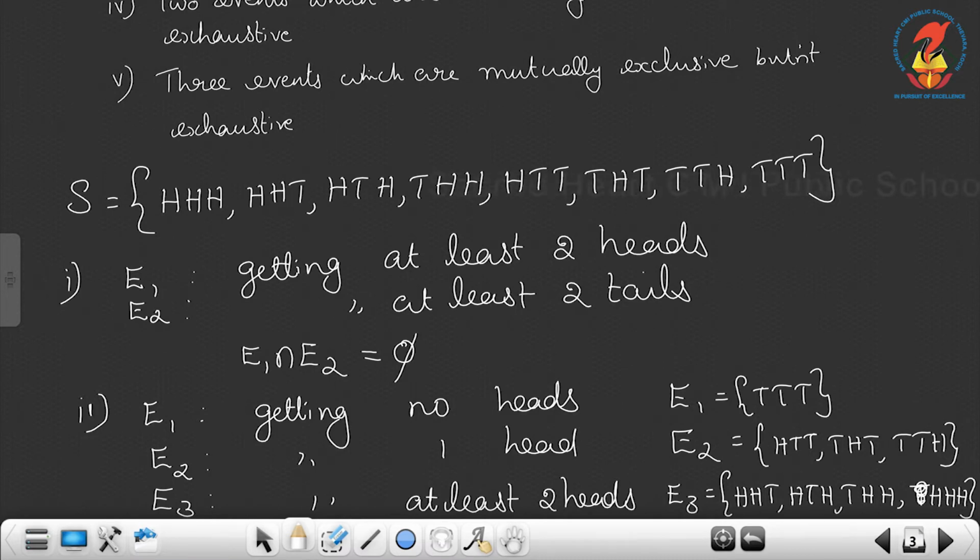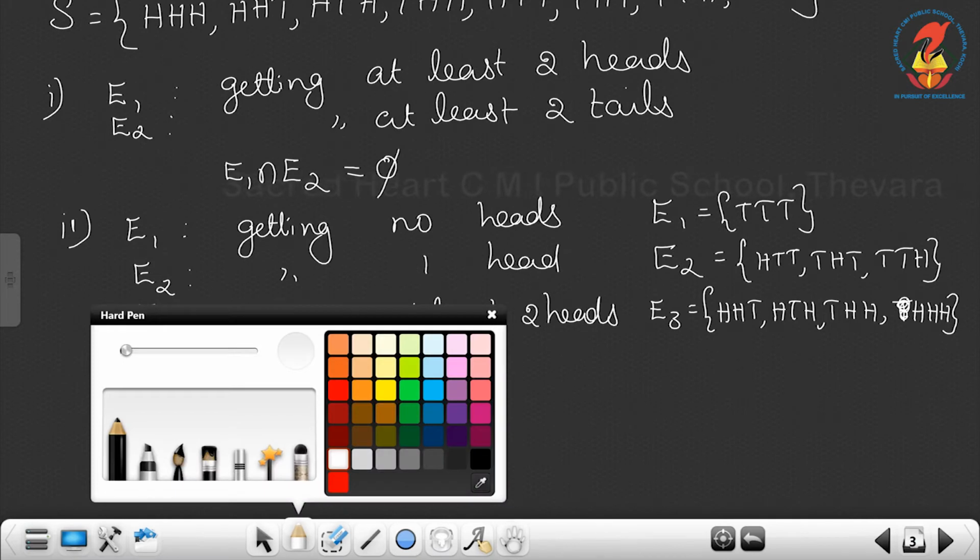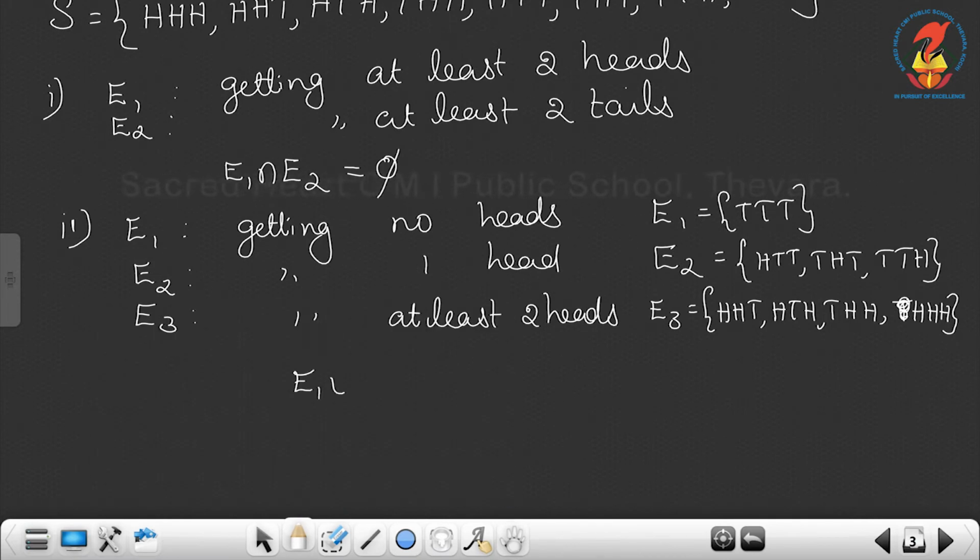Now compare this E1, E2, E3. What can we write? What is their union? E1 union E2 union E3. So all the elements you have to write: 1, 2, 3, 4, 5, 6, 7, 8 elements. And all these 8 elements are different. When we write those 8 elements, that is the sample space. Then what is E1 intersection E2? Is it the null set?